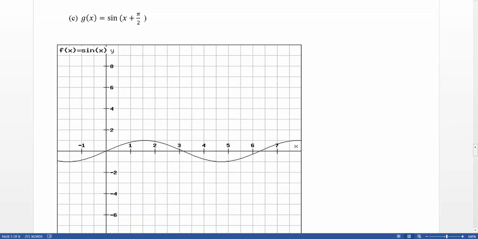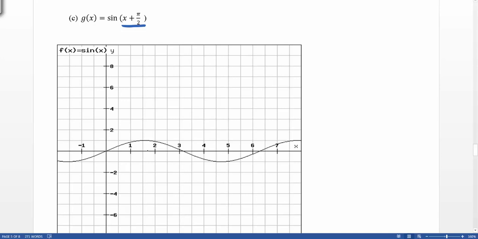Our final graph starts with sine of x again, and now we want to shift it by pi over 2 inside the argument. Remember that when we shift on the inside of the argument, we're moving things left and right. And this one is counterintuitive, which means if we're adding pi over 2, we're actually moving left pi over 2 units. So let's figure out what that means.